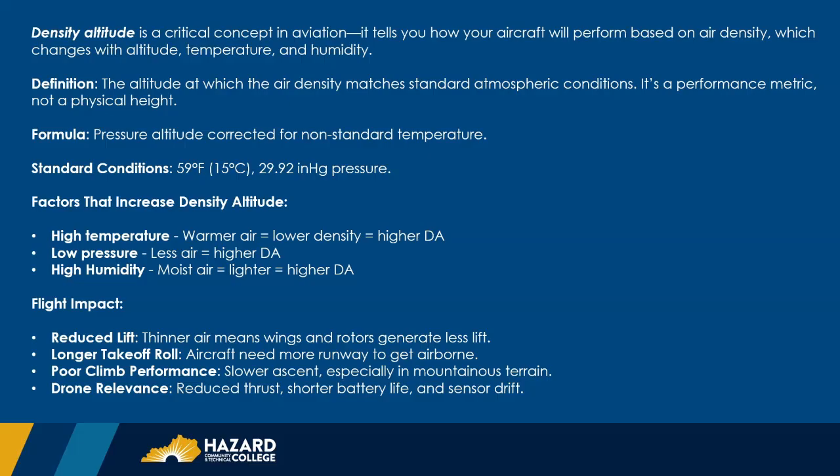Density altitude is a critical concept in aviation. It tells you how your aircraft will perform based on air density, which changes with altitude, temperature, and humidity. The altitude at which the air density matches standard atmospheric conditions is the definition of density altitude. It's a performance metric, not a physical height.